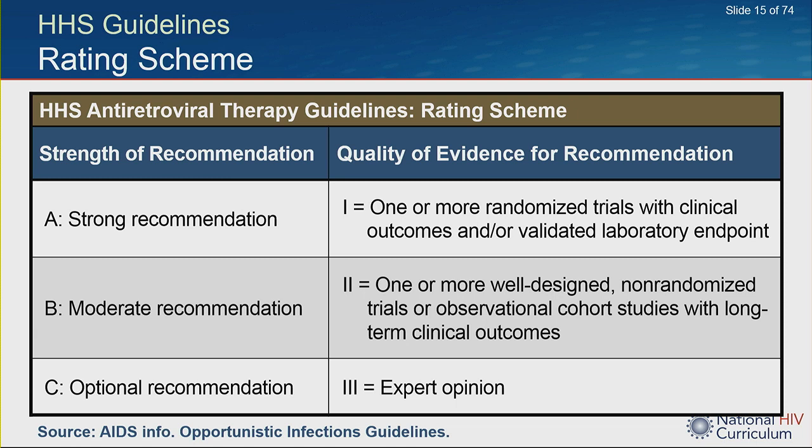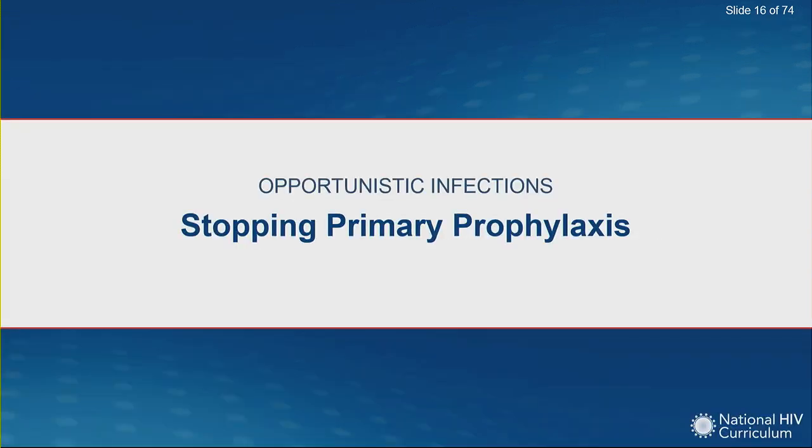And this is actually the rating system that's in the guidelines. And if you're not familiar with this, just remember that A1 is the highest rating that you can get. This is a strong recommendation based on randomized clinical trials. One of the great things about the guidelines is they actually do take into account when there aren't randomized clinical trials, and they come up with recommendations that are based on expert opinion, which I think for clinicians is very helpful. So when you see a C3 recommendation or a B3 recommendation or A3, that's based on expert opinion.